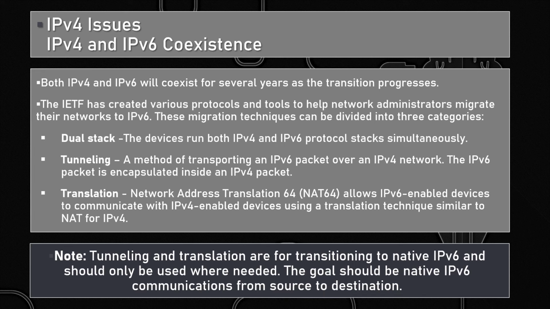We also have what's called translation. Network address translation 64-bit allows IPv6 enabled devices to communicate directly using a translation technique. So very similar to NAT for IPv4, but it's built for longer addresses. Now tunneling and translation are transitioning to native IPv6 and should only be used where needed. The goal should be native IPv6 from source to destination wherever possible. So this is why dual stack is considered to be a much more effective means until the transition's finished.